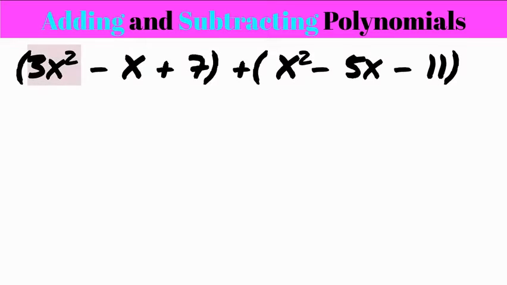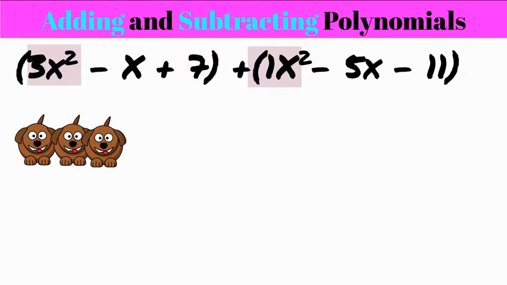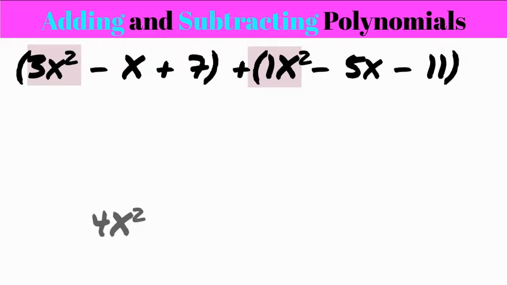Like terms have the same variables to the same powers. So 3x squared and x squared are like terms. Remember, when you don't see a coefficient out front, it's a 1. Just like 3 dogs and 1 dog give us 4 dogs, so does 3x squared plus 1x squared give us 4x squareds. We don't change them. Just like the dogs didn't become cats, 3x squareds plus 1 more x squared is 4x squareds.